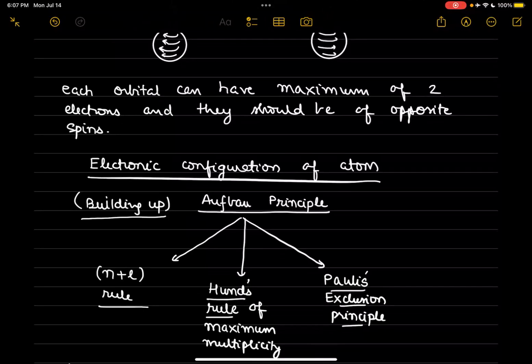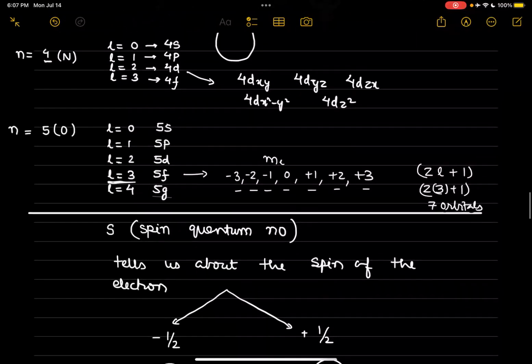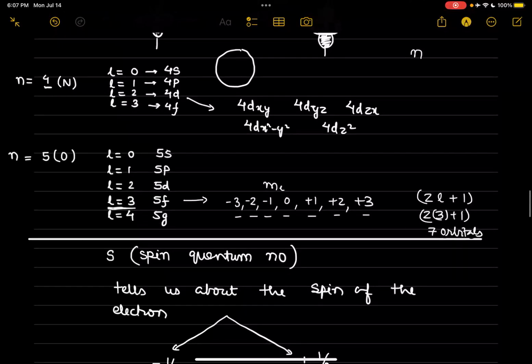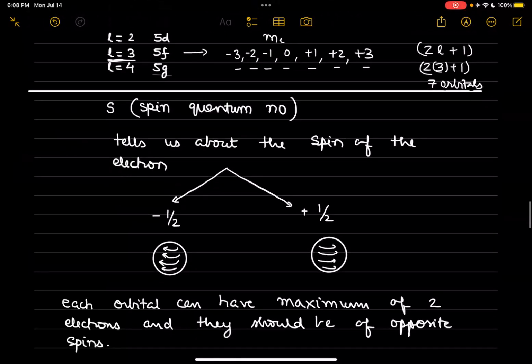So the three quantum numbers will help you. N will tell you the shell, L will tell you the subshell, and M will tell you about the orbital. And each orbital will have two electrons of opposite spin. That's what we had seen.